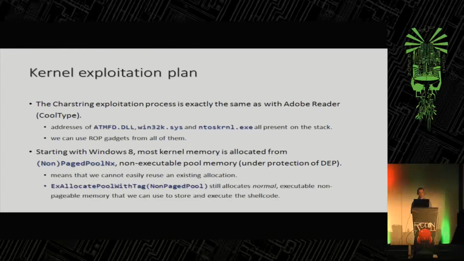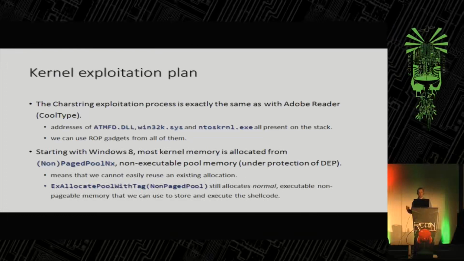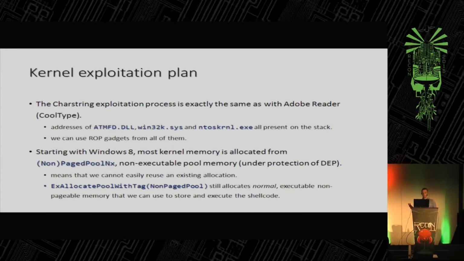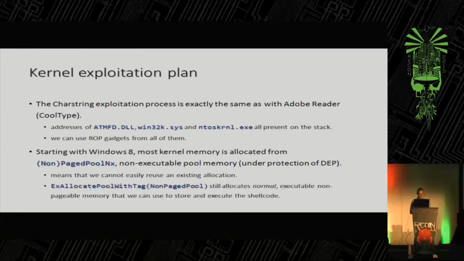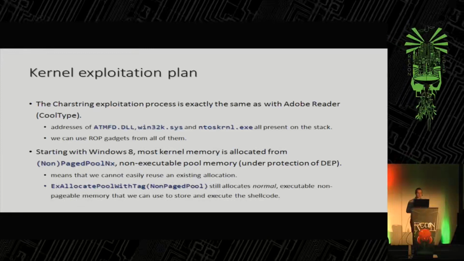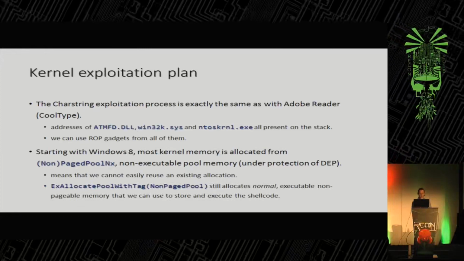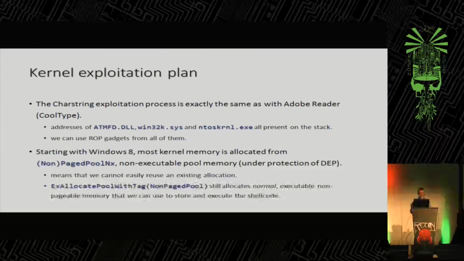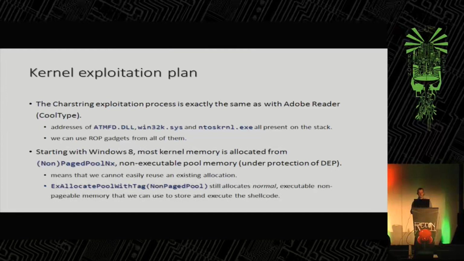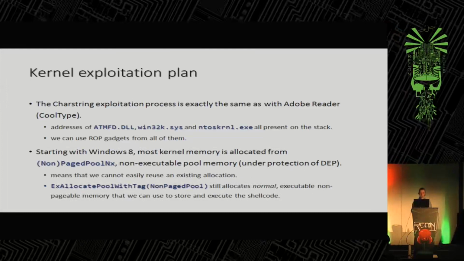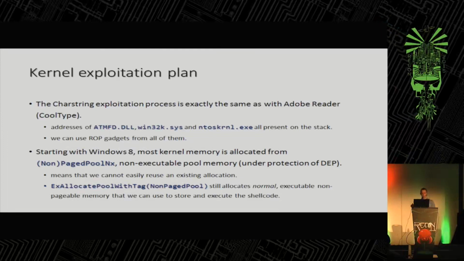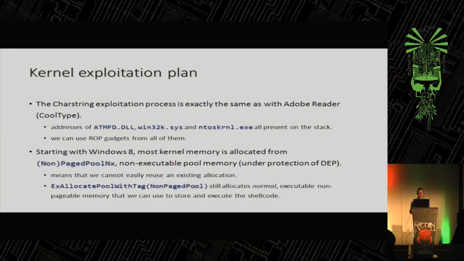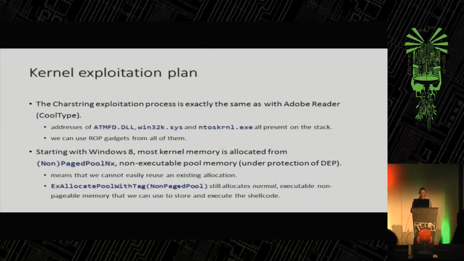What is also convenient is that the addresses of atmfd.dll, win32k.sys, and the ntos kernel are all on the stack, so we can make use of ROP gadgets from all of those three modules. And starting with Windows 8, most kernel memory allocations are allocated from a pool that is non-executable, so we cannot really reuse some other pool allocation. We have to create an allocation by ourselves, specifying the non-paged pool flag, which still allocates normal executable non-pageable memory that we can use to store the payload.